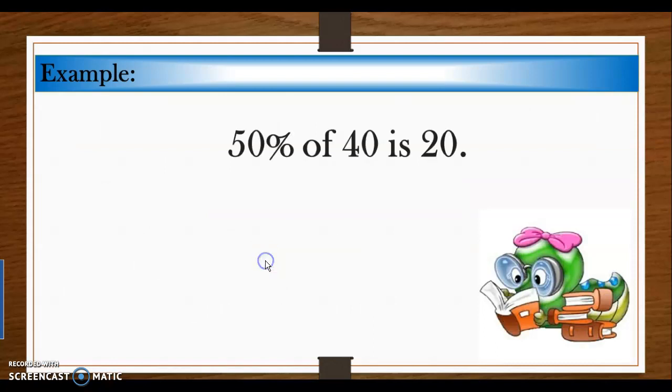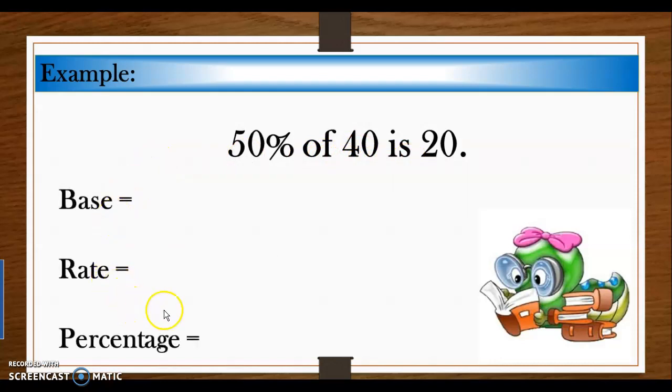Another example. 50% of 40 is 20. So, let's identify the base, rate, and percentage. Base. Out of these 3 numbers here, which of the 3 represents the whole? Yung kabuuan. Kung tatagalogin mo yan, meron siyang 50% ng 40 ay 20. If you answered 40, you are correct.